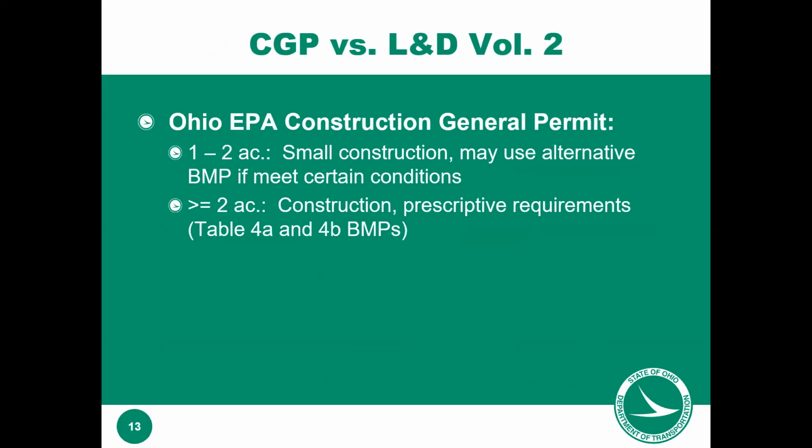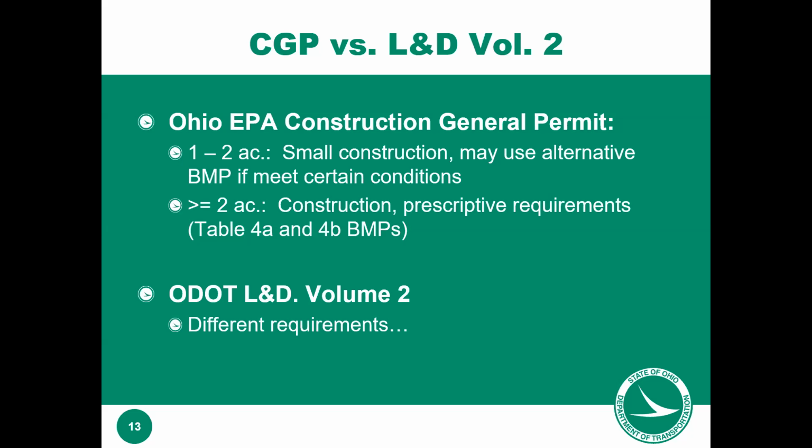So Ohio EPA's construction general permit is relatively straightforward and prescriptive as far as post-construction BMPs go. For small sites where the disturbance is 1 to 2 acres, you may use an alternative BMP, but the permit's written to say you should use a table 4A or 4B BMP unless you have a good reason. And if it's above 2 acres, you're definitely supposed to use a table 4A or 4B BMP, which are that list of BMPs: detention basin, infiltration trench, bioretention, permeable pavement, all their fun things.